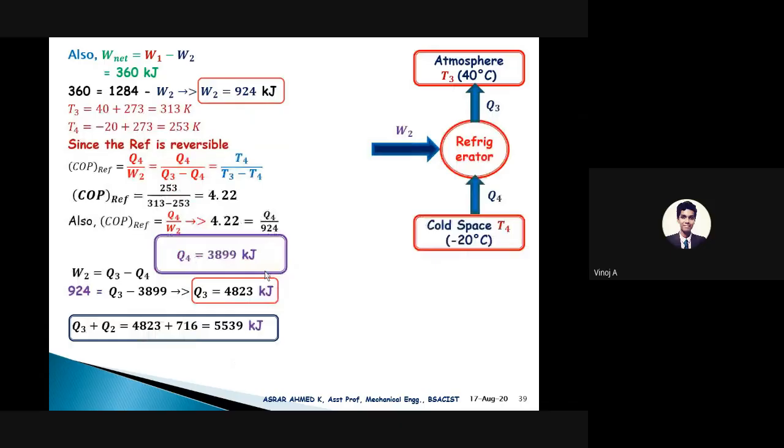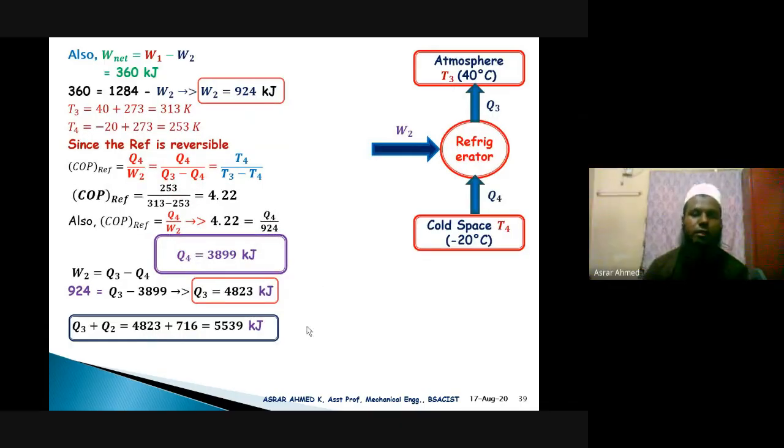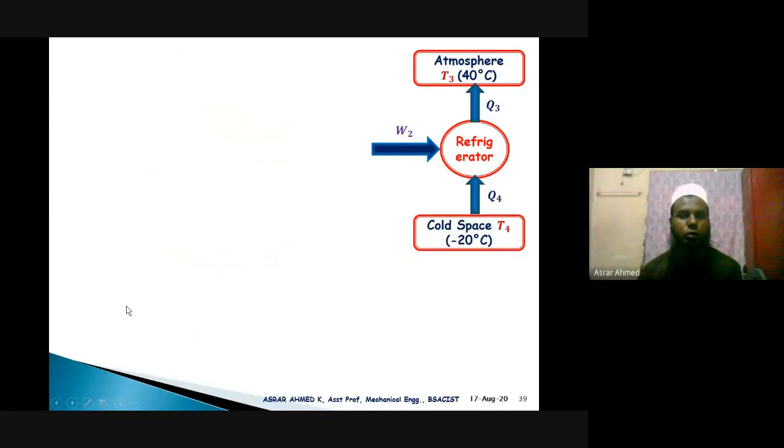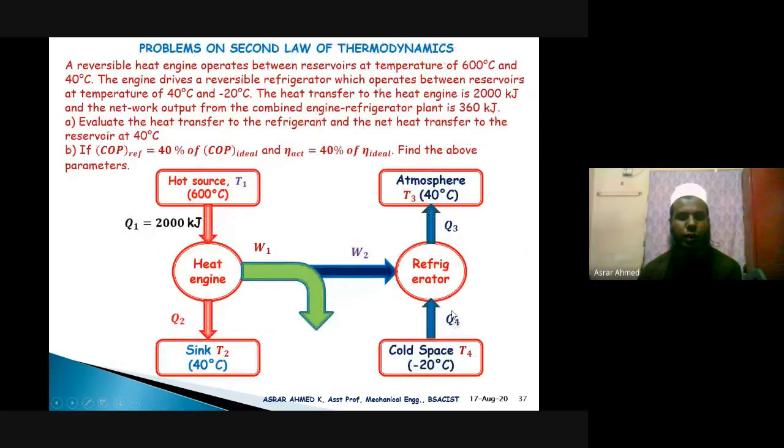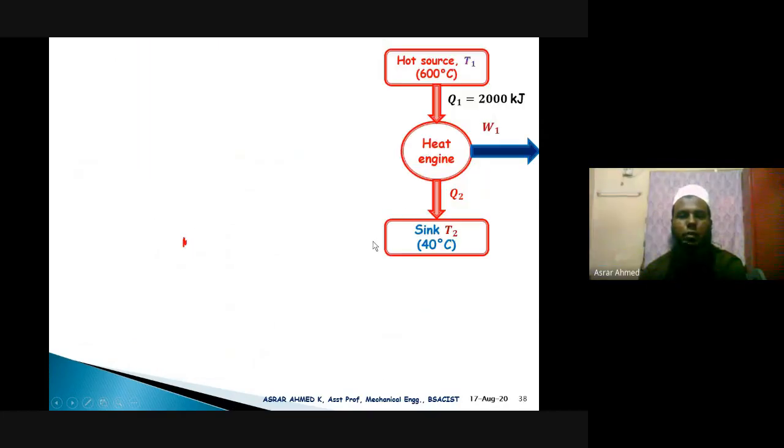No, sir. Your problem is over. Okay, we have found out what is the heat supplied to the refrigerant and the total heat supplied to 40 degrees centigrade. So Q4 we have found out, Q3 plus Q2 also we have found out. Okay, if you go back to the previous slides, this Q4 is what was required, and the total heat to 40 degrees centigrade is this Q2 plus this Q3. Now, what is the second part of the problem?